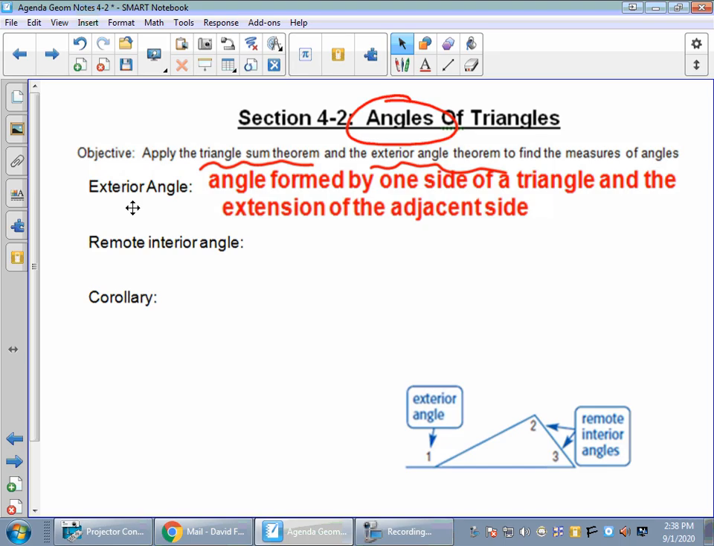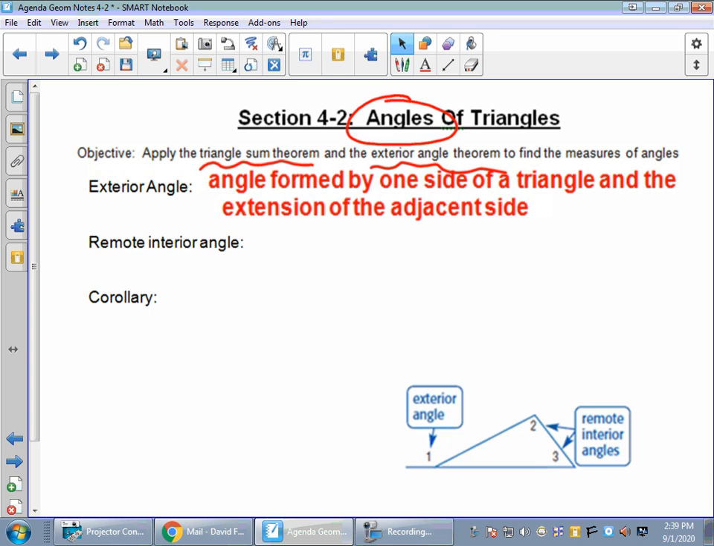So you can see down here in your example, the picture, angle 1 is your exterior angle because it is formed by one side of the triangle, this bottom side, and the adjacent side here kind of forms that. So here's the side of the triangle, and its adjacent side, it kind of extends along that, right? And then this is the adjacent side that extends out to make it the exterior angle, okay?